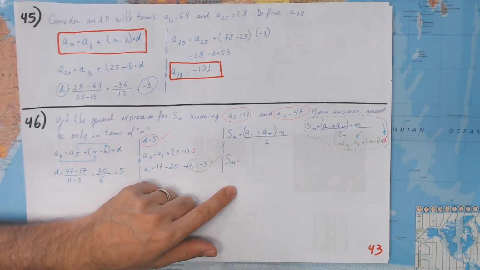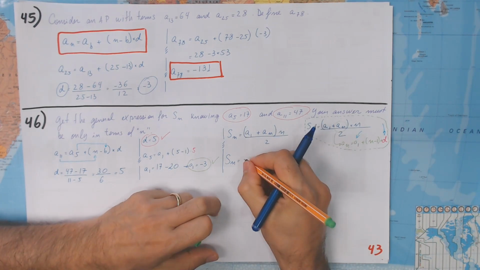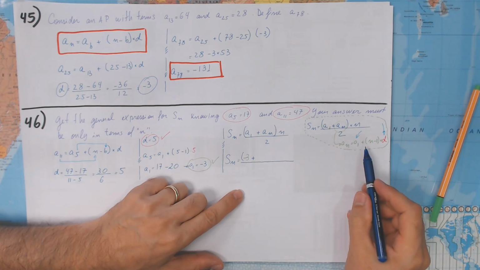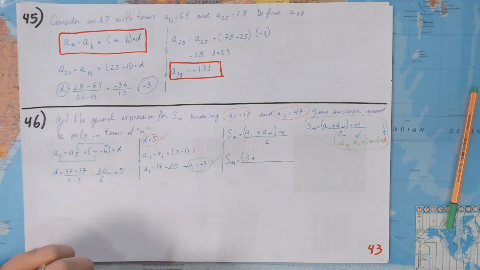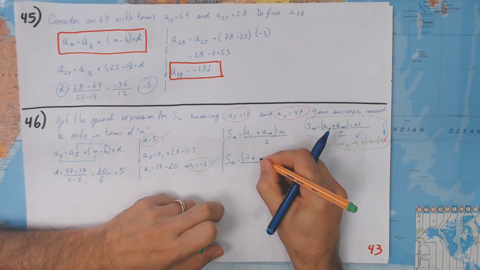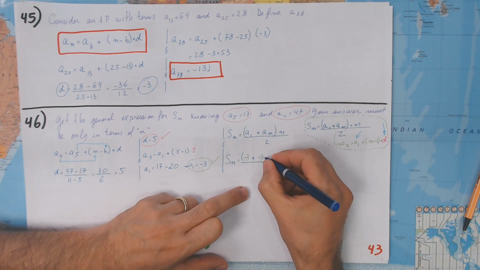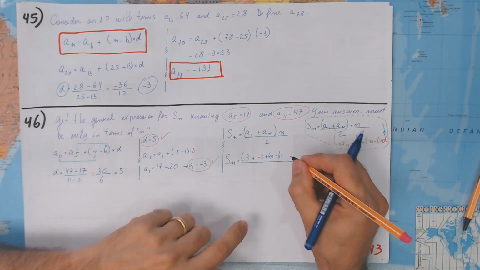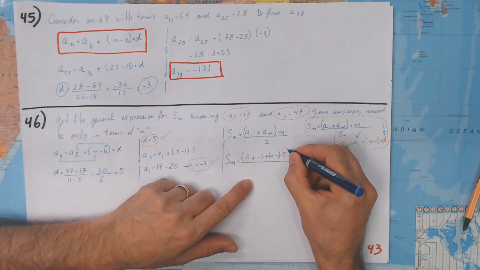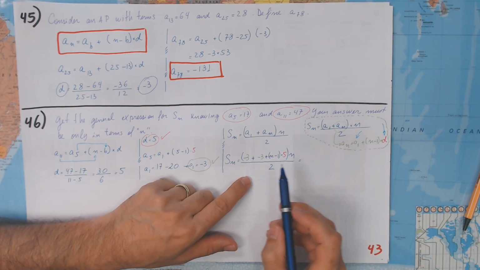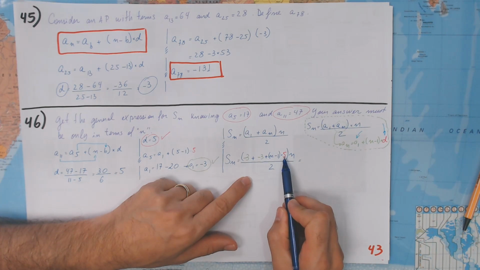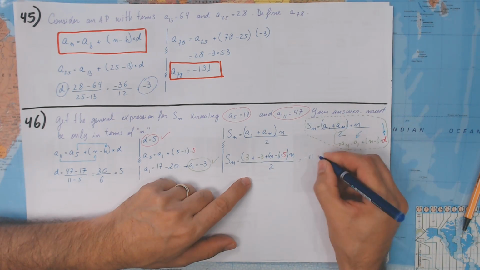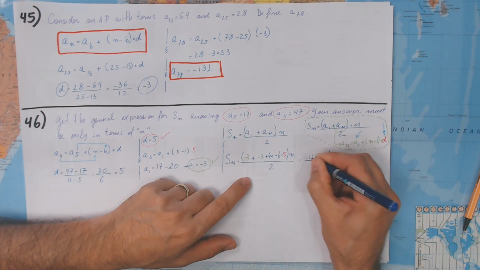So Sn is going to be, A1 we know, it is minus 3, plus An. What is An? It is going to be A1 plus (n minus 1) times D, and D we also know it's 5, and everything times n divided by 2. Minus 3 with minus 3 is minus 6. With this minus 5 it is going to be minus 11, and so this is going to be (minus 11 plus 5n) divided by 2, everything multiplied by n.